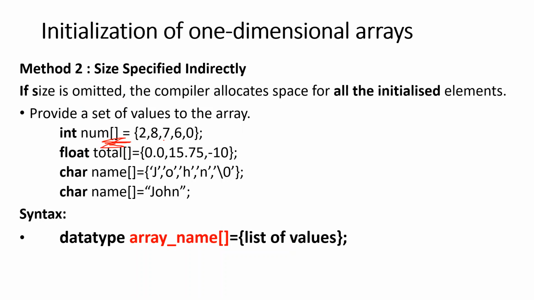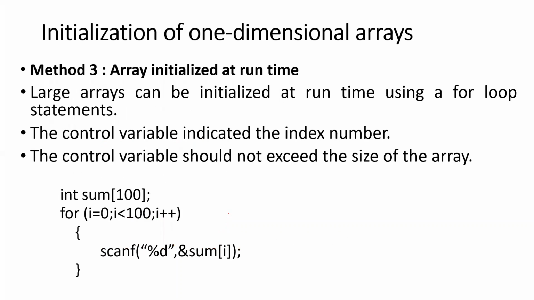We are not mentioning the size of the array. That's the only difference here. This is also during compile time, and the number of elements in the curly bracket will determine the size of the array. So the only difference is that here we are not mentioning the size. The third method is array initialized at runtime.